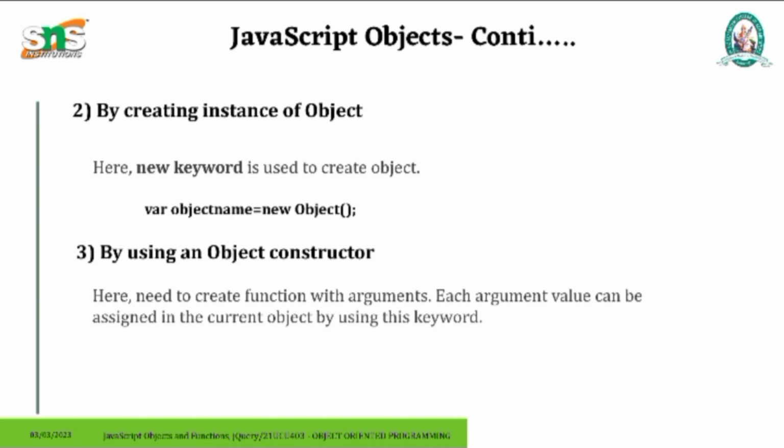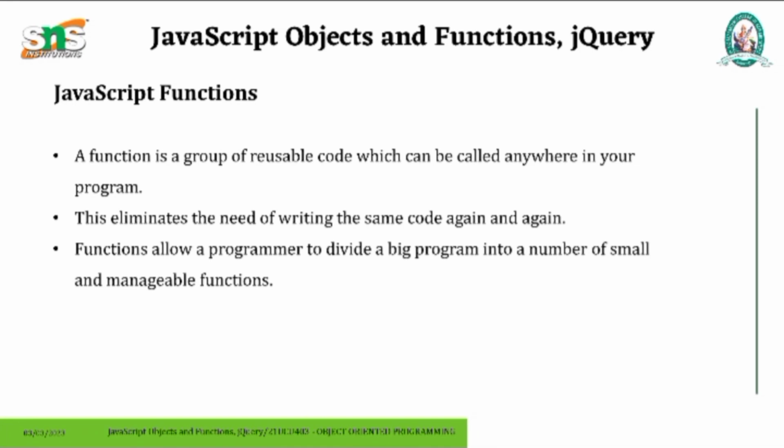Next is JavaScript functions. Basically, a function is a group of reusable code which can be called anywhere in your program. A function eliminates the need of writing the same code again and again, and it allows a programmer to divide a big program into small, manageable functions.